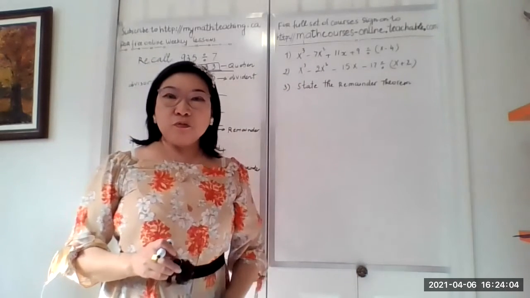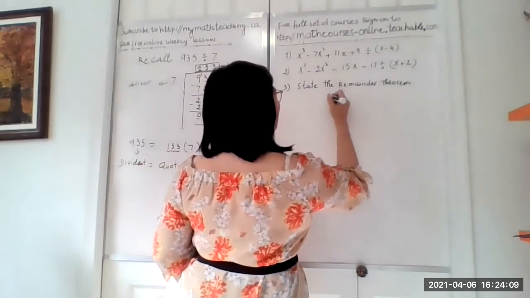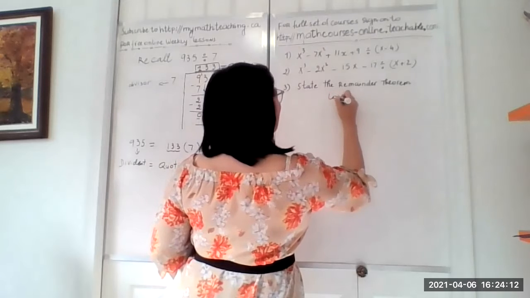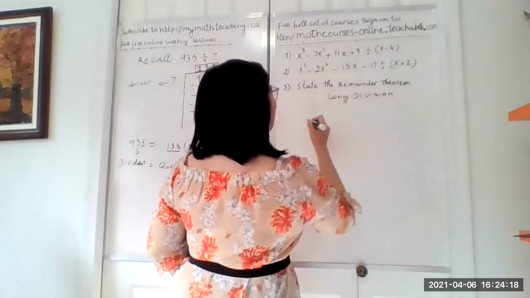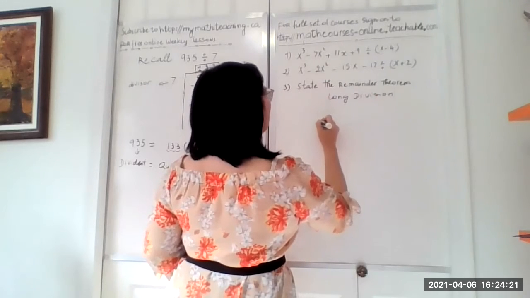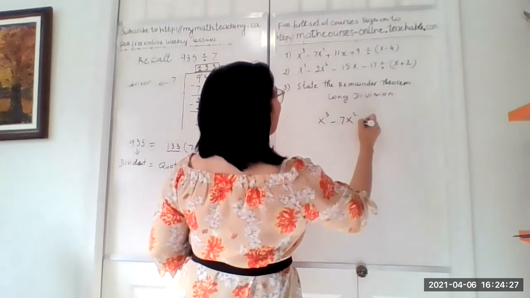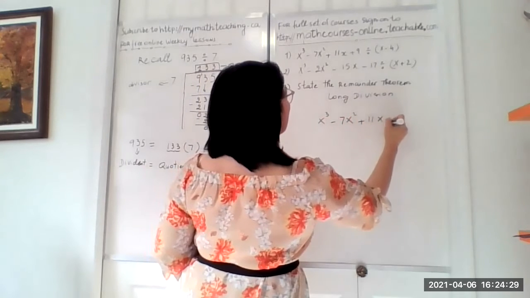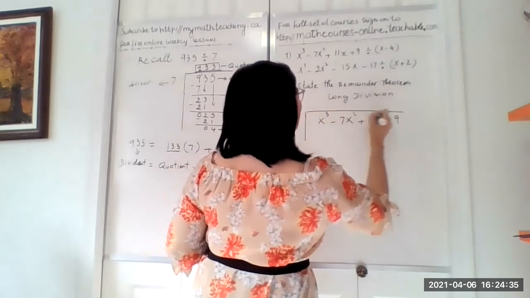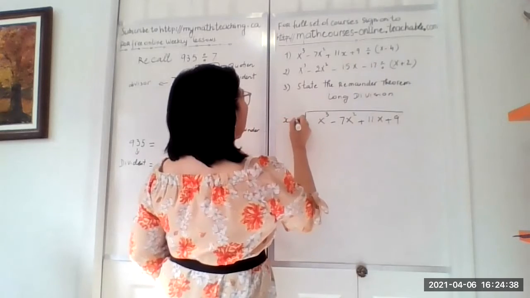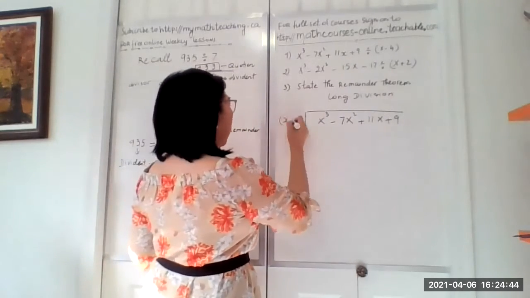Based on this simple division, we're going to divide algebraic expressions. Our first lesson is based on long division. The dividend here, which I'm going to copy down, is x to the power 3 minus 7x squared plus 11x plus 9. We're going to divide by the factor x minus 4 as the divisor. So our divisor here is the whole bracket.